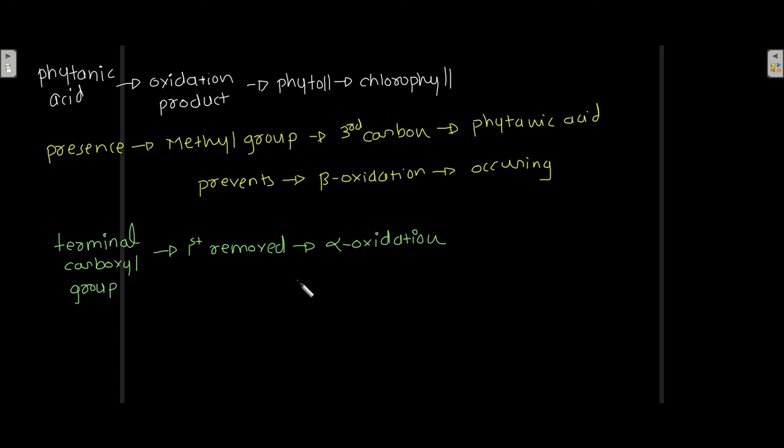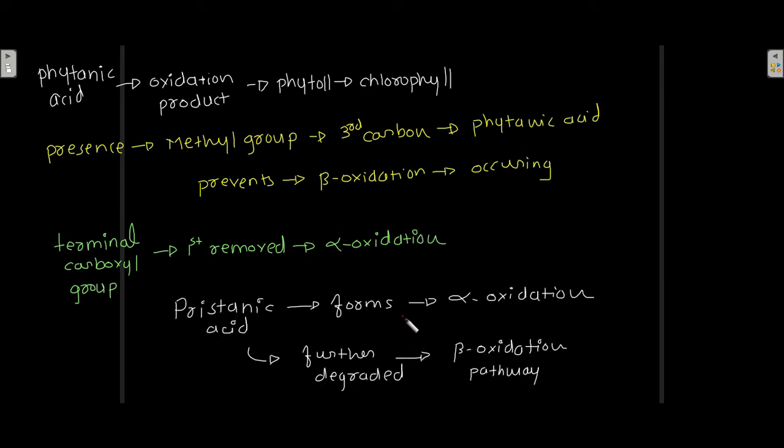So during alpha oxidation, the terminal carboxyl group is first removed. The terminal carboxyl group is first removed during alpha oxidation of this phytanic acid. Now when you alpha oxidize this phytanic acid, pristanic acid is formed. Pristanic acid is formed due to the alpha oxidation of phytanic acid. Now this pristanic acid which is formed is then further degraded by beta oxidation. So you take phytanic acid, you alpha oxidize it, then you will get pristanic acid. Now that is subjected to beta oxidation, and that is how it is completely degraded.